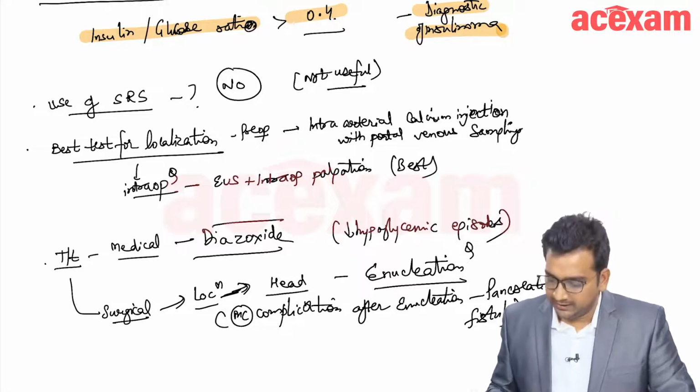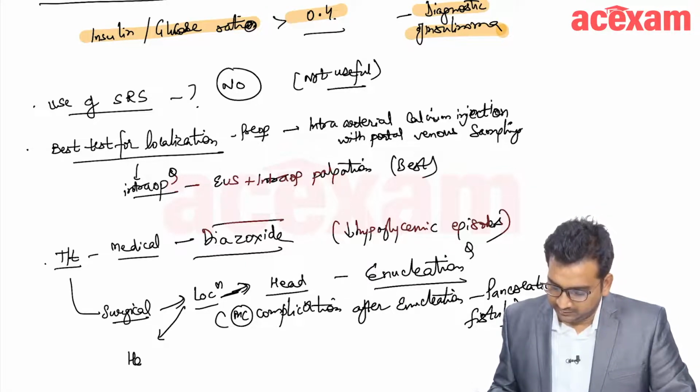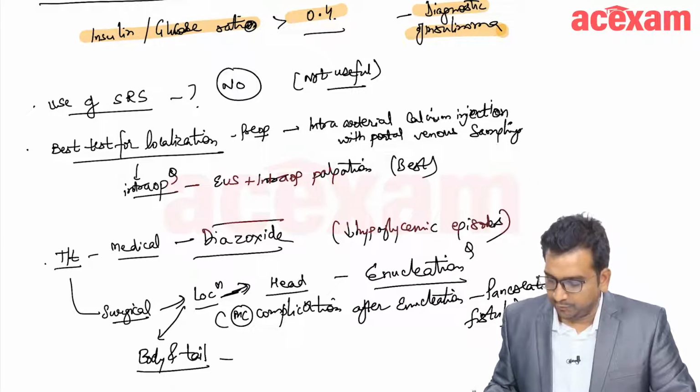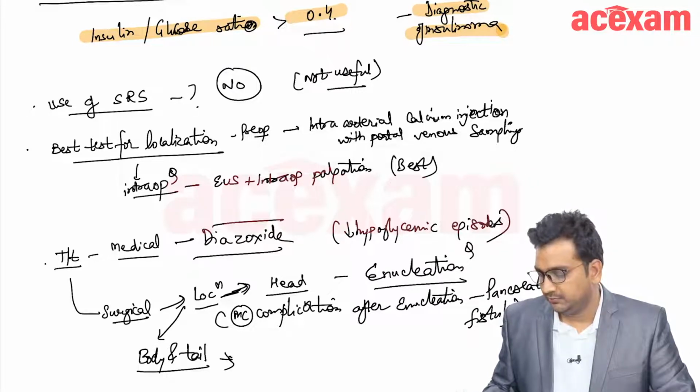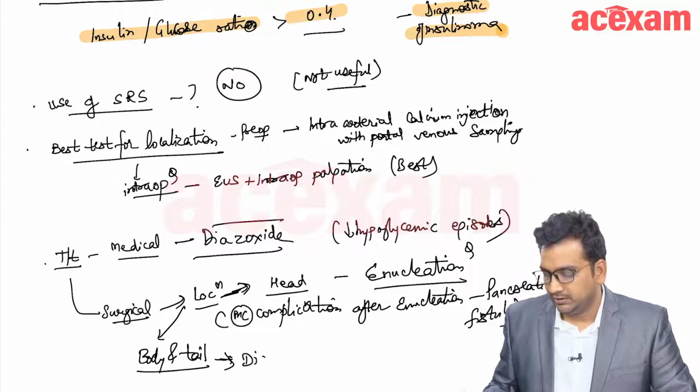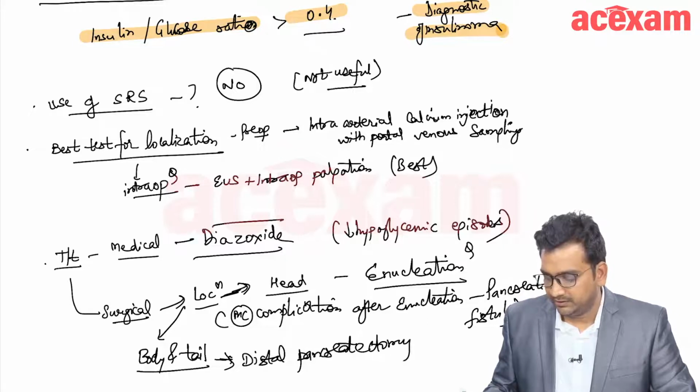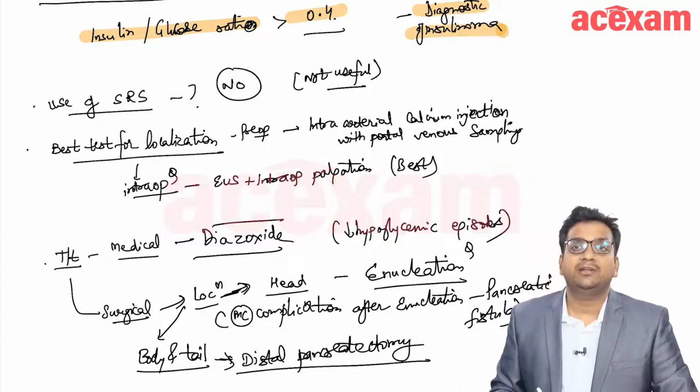And in case the tumor is in the body or tail of the pancreas, then the treatment of choice is a distal pancreatectomy. Splenectomy is not required as it is a benign tumor. Distal pancreatectomy is good enough.